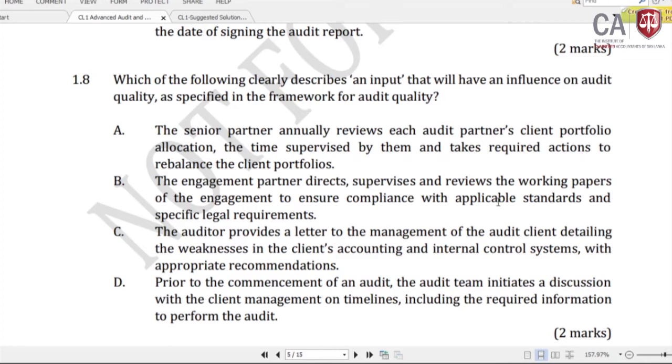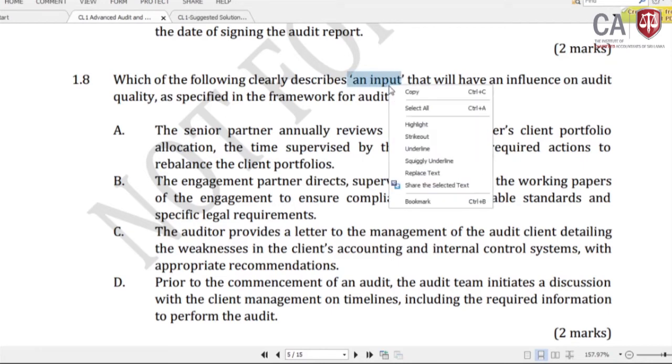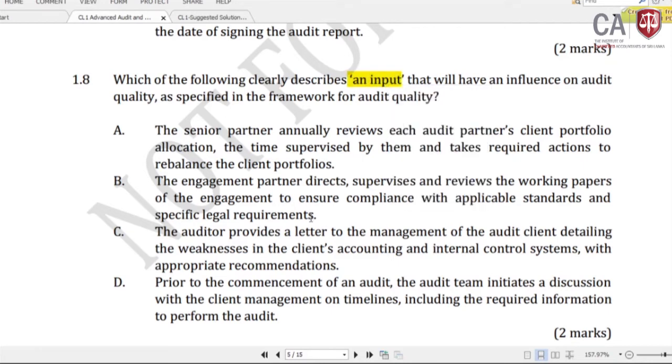Out of that, the input is being tested here, as requested by the examiner. This is not an easy question. Which of the following clearly describe an input that will have an influence on the audit quality? An input. The senior partner annually reviews each audit partner's client portfolio allocation and the time supervised by them and takes required action to rebalance the client portfolio. Yeah, maybe probably the correct answer.